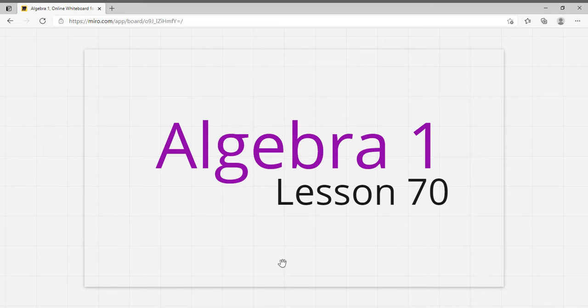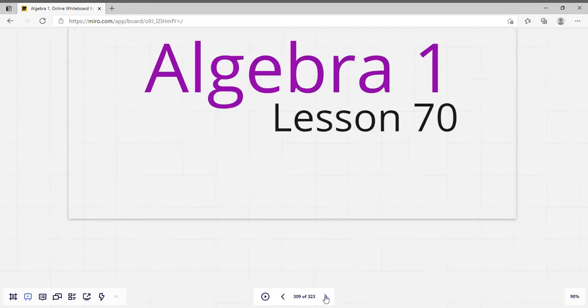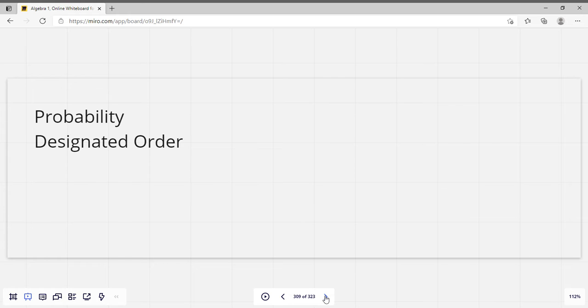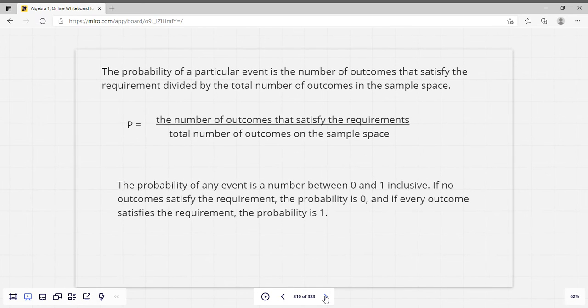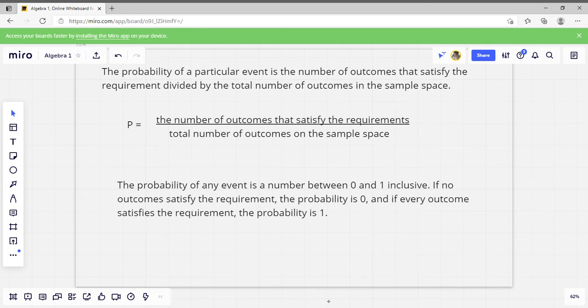This is Lesson 70, Algebra 1, and this lesson covers probability and designated order. The probability of a particular event is the number of outcomes that satisfy the requirement divided by the total number of outcomes in a sample space. The number of outcomes that satisfy the requirement gets divided by the total number of outcomes.